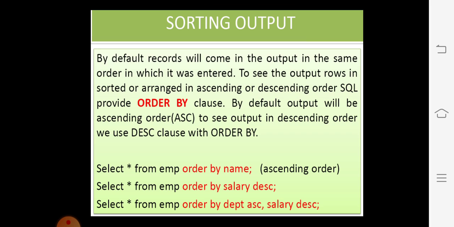My dear children, by default, records will come in the output in the same order in which they were entered. To see the output rows sorted in either ascending or descending order, SQL provides a clause termed ORDER BY. By default, the output will be ascending. To see the output in descending order, we use the DESC clause with ORDER BY.